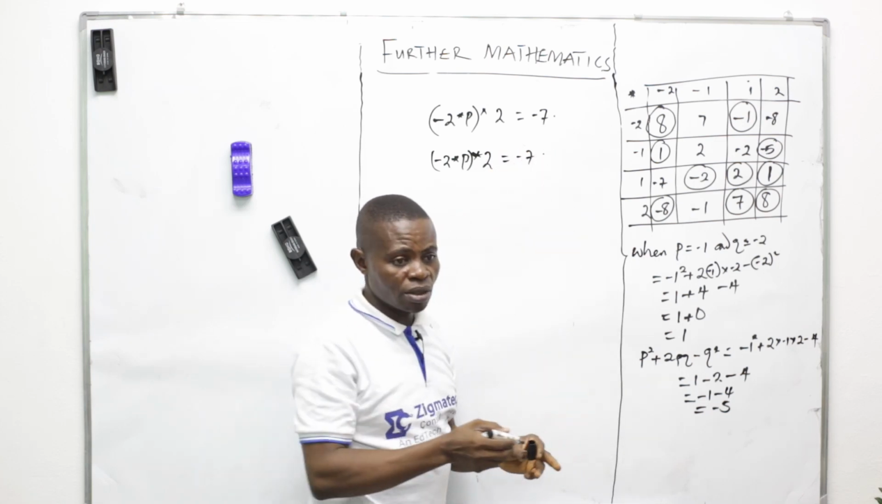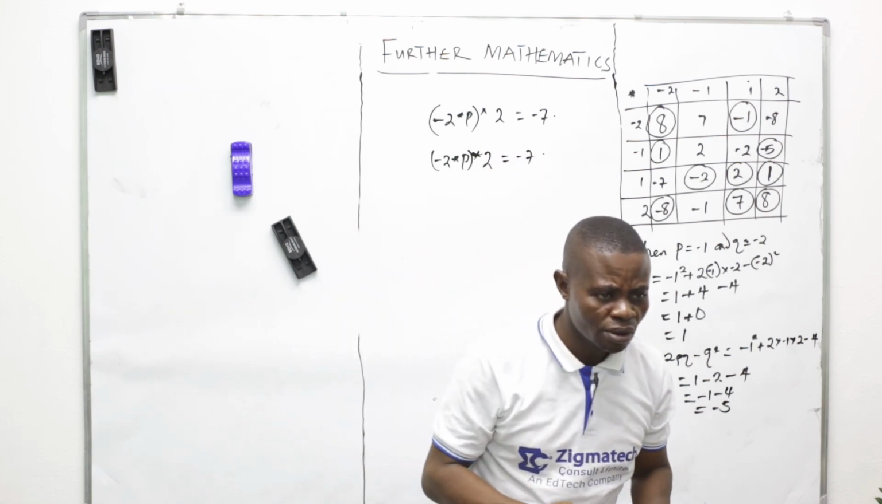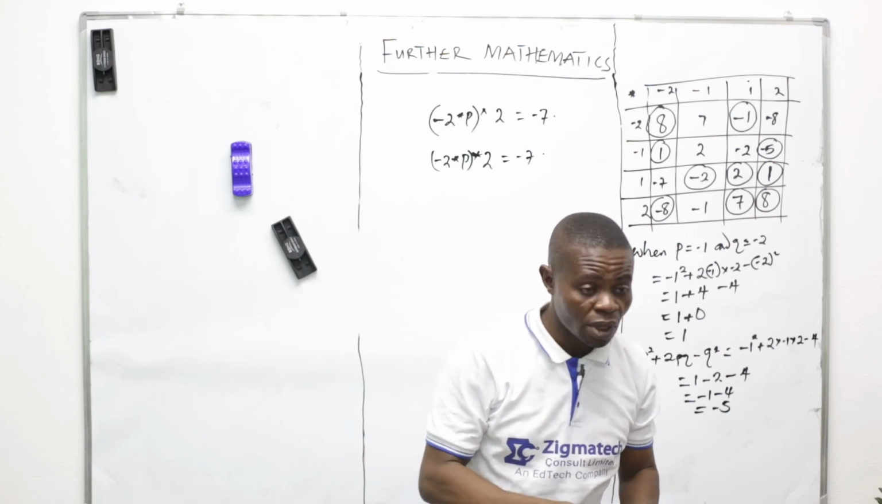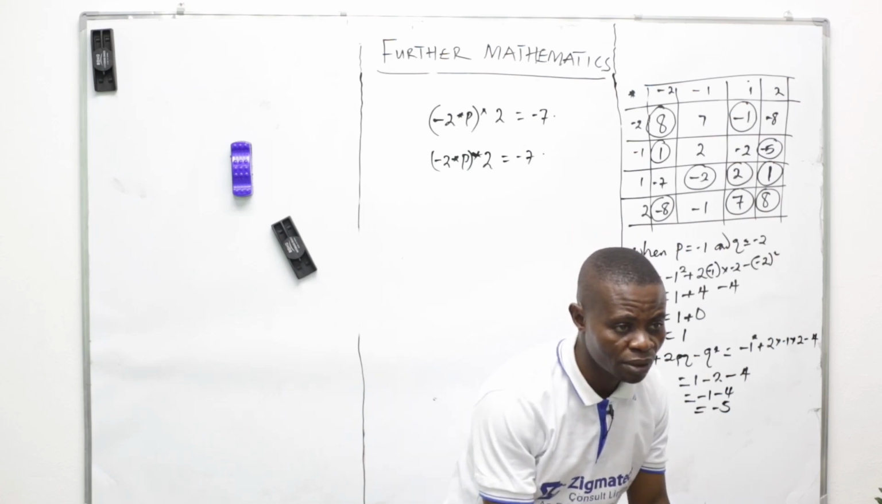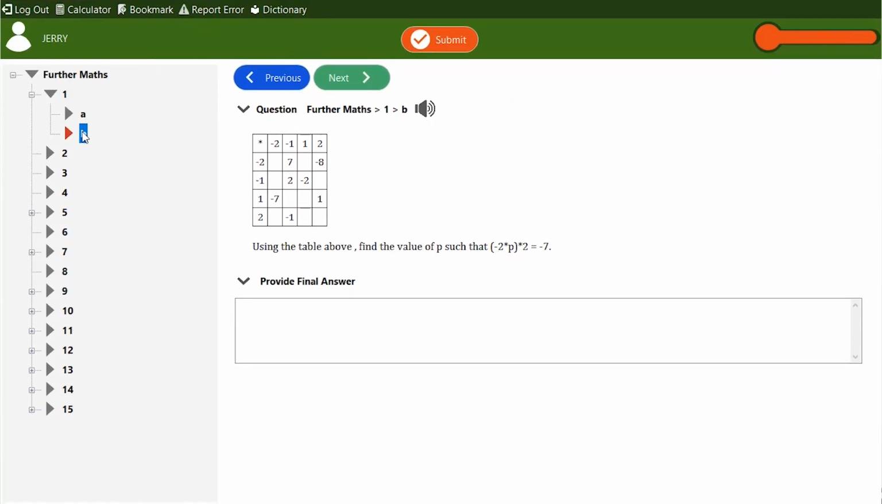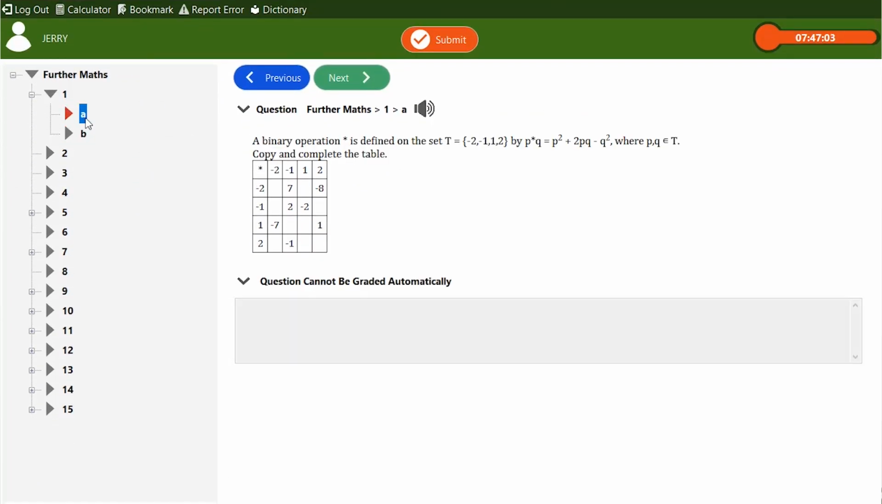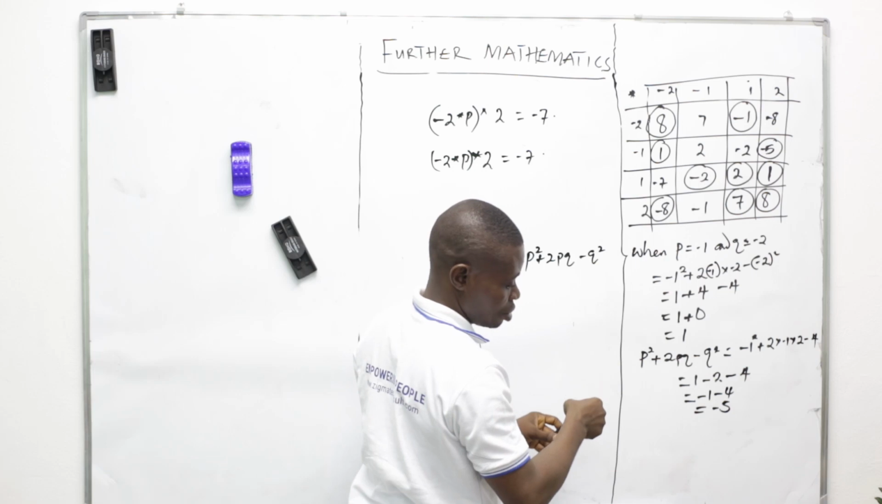Our original formula is P squared plus 2PQ minus Q squared.